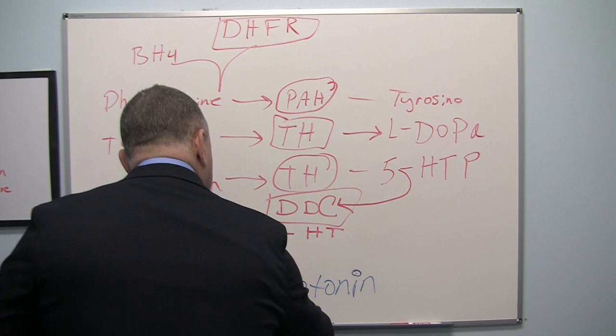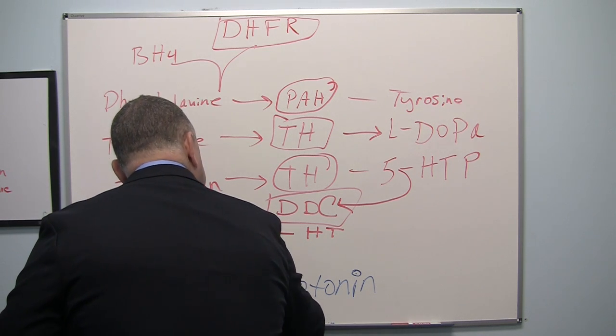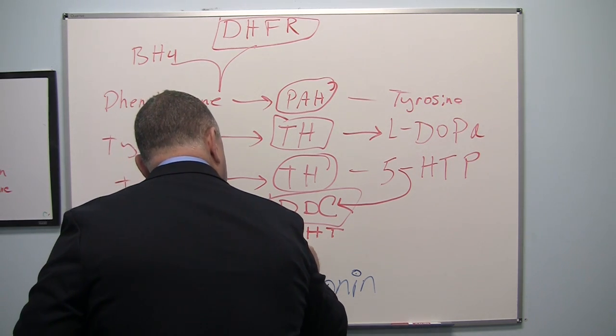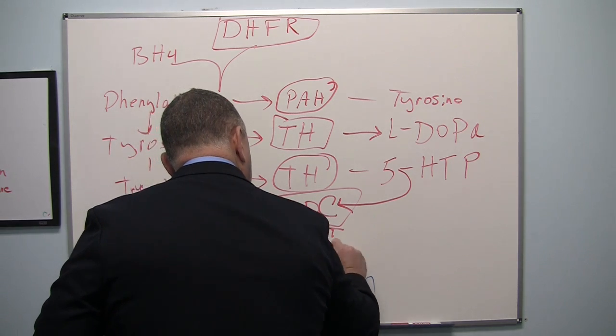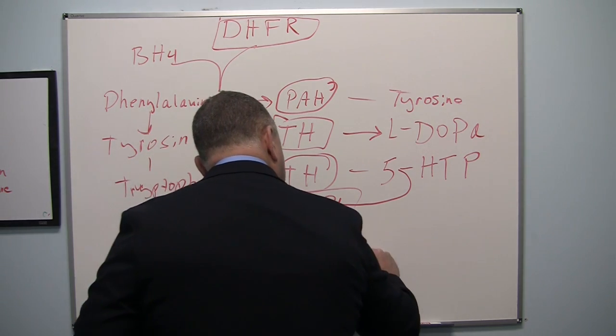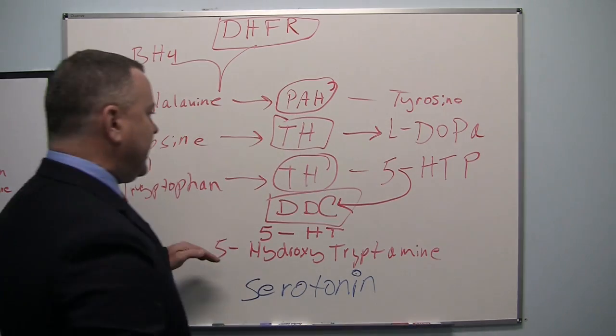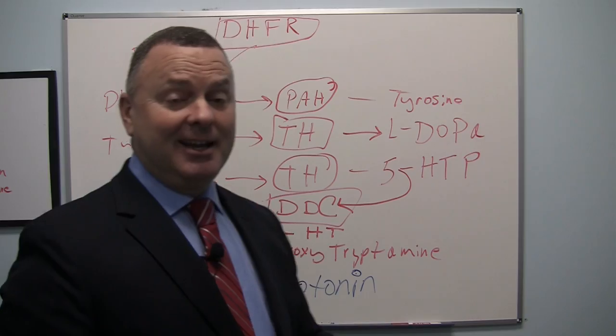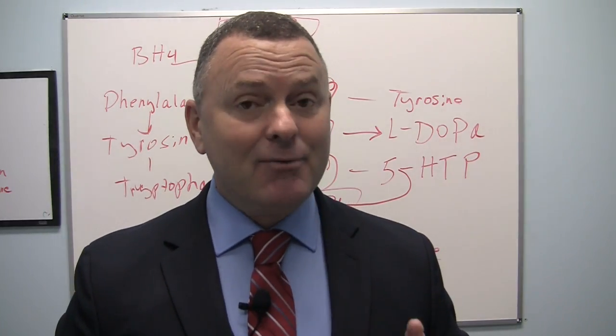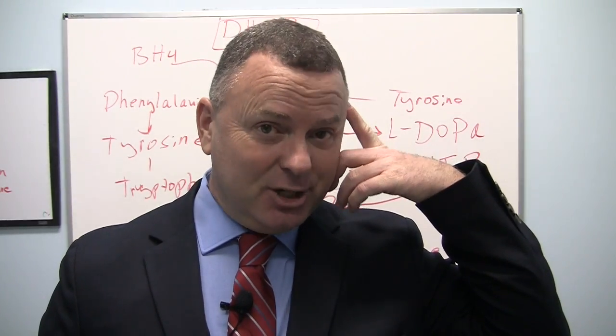So we can write that down. So we have 5, we're going to write the hydroxy, hydroxytryptamine, T-R-Y-P-T-A-M-I-N-E, okay? 5-hydroxytryptamine. And this is the real name of the neurochemical in the brain that we call serotonin, okay?